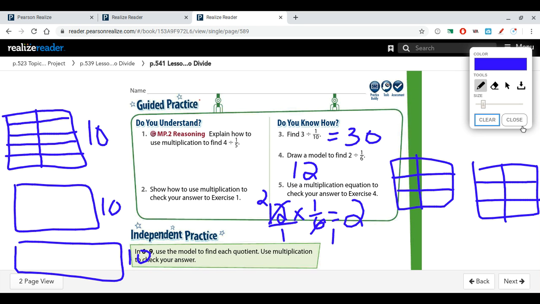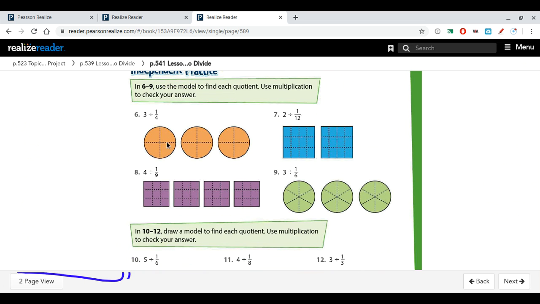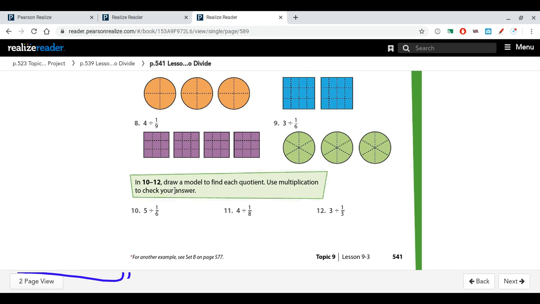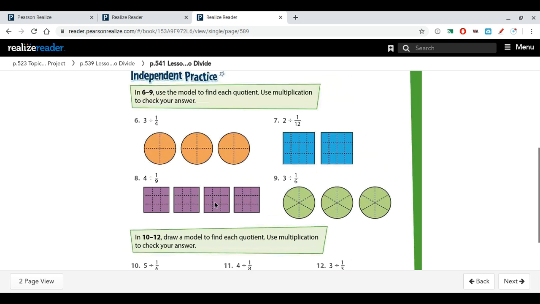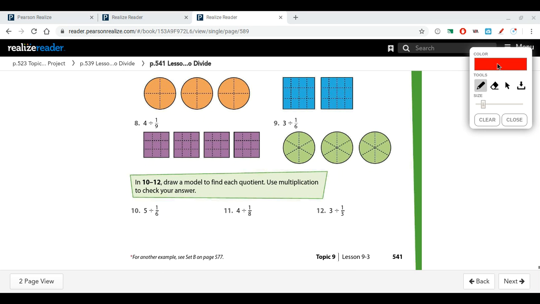For your independent practice, you're going to use the model to help you. Really it's a lot of, if I have 3, I have 1/4, I look at how many fourths I have in each one of these. And then down here, you don't need to draw a model if you don't want to. These ones are going to be optional model drawing. I like them. It helps me see it visually, but you don't necessarily need to do that today.